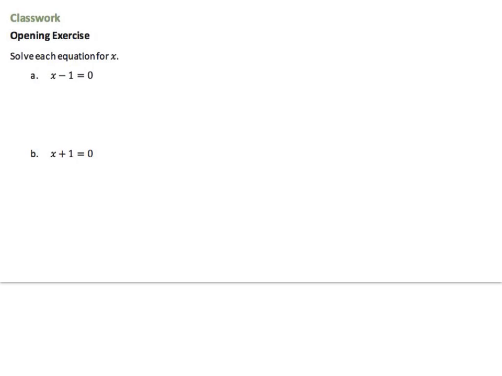First of all, solve each equation for x. Okay, yes, we are doing this. If we solve this first one for x, we get x equals 1. Okay, next one, x equals -1. And just look at what we're starting with here, right?